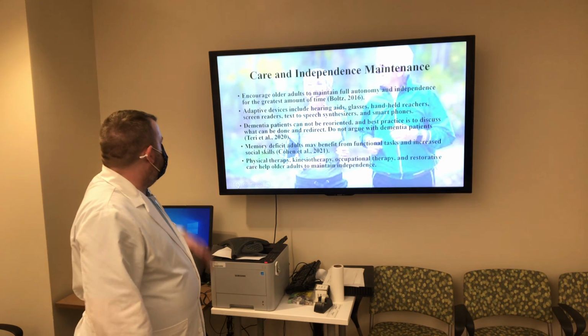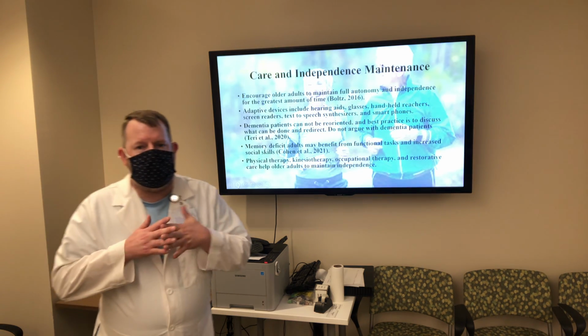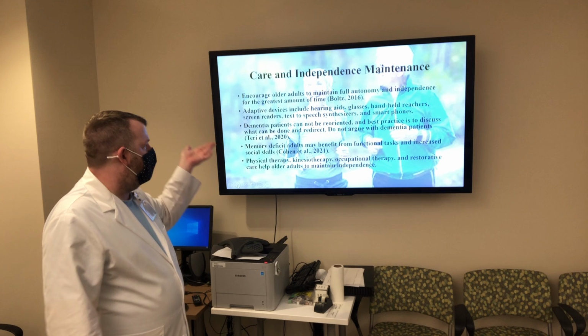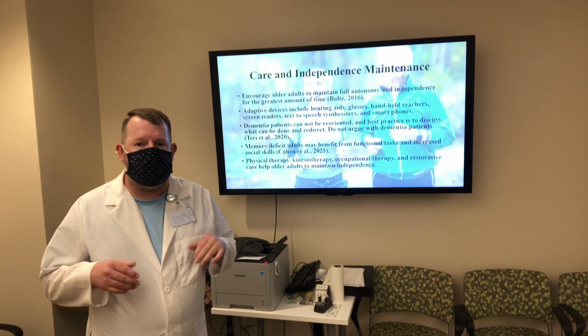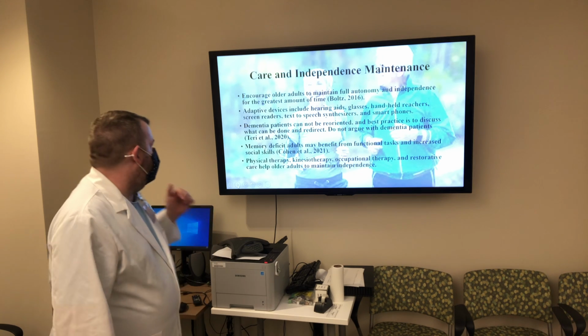So the care and independence of older adults: we want to encourage them to remain as independent as possible for as long as possible. Promote independence in your elders. Don't help with every little thing. Allow them to try to do for themselves.